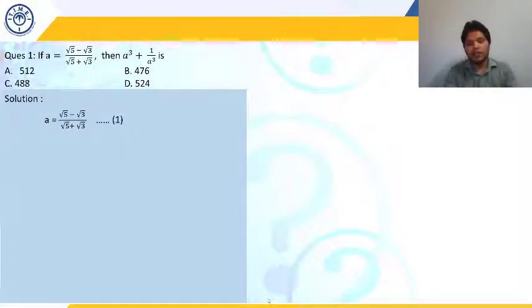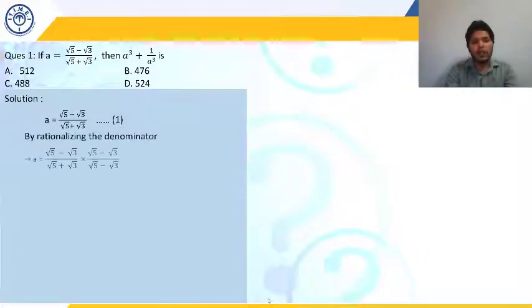How can we do the rationalization? By multiplying numerator and denominator both by the conjugate of the denominator. What is the conjugate of root 5 plus root 3? It is root 5 minus root 3. Just change the sign, that is called the conjugate. In the denominator it is given as root 5 plus root 3, so we will change the sign and it will become root 5 minus root 3. So we will be multiplying numerator and denominator both by root 5 minus root 3.